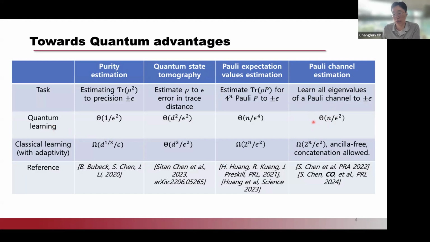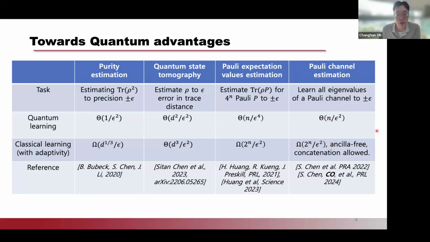In this case, you only need a number of copies that is only linear in the number of qubits, and that's already sufficient to learn all the Pauli eigenvalues within epsilon error. On the other hand, if you don't have access to ancillary modes and the entanglement, then you must use an exponentially many number of copies to achieve the same accuracy. So you can see that there is a rigorous exponential separation between the quantum learning and classical learning for this particular task.